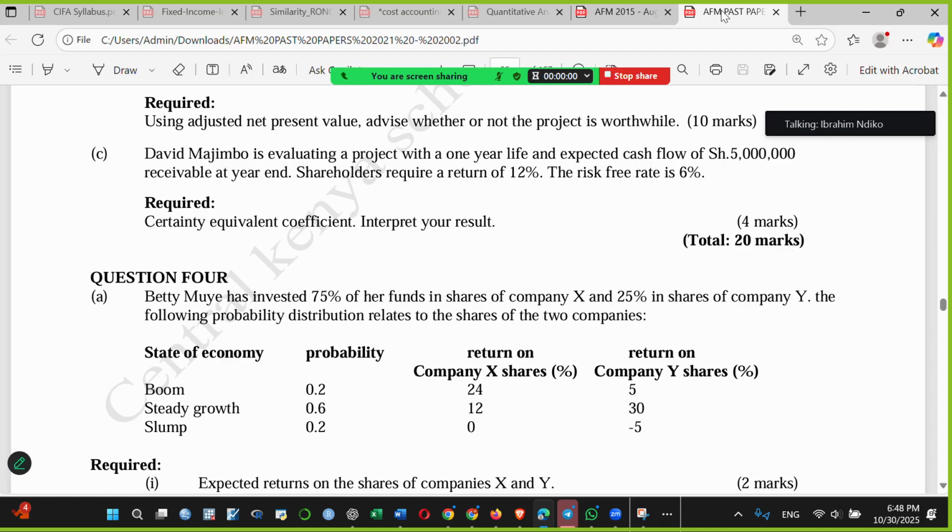Tukifanya hivi. What is the cost of this project? We have, hatujaambiwa, unless it was provided huko juu. So Majimbo is evaluating a project with 1 year in expected cash flow. So we expect a cash flow of 5 million. Now the question is, what about the cost? Now we have a return there. Can you see the return?